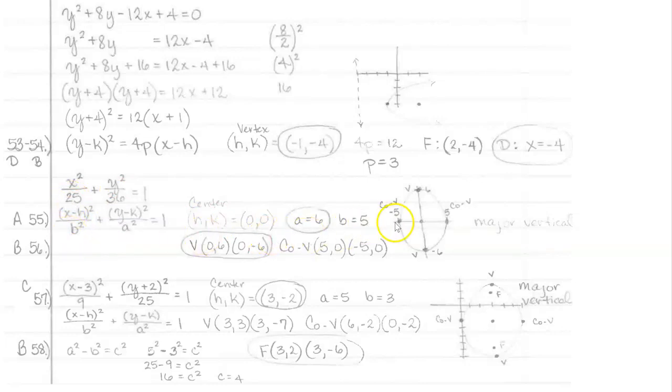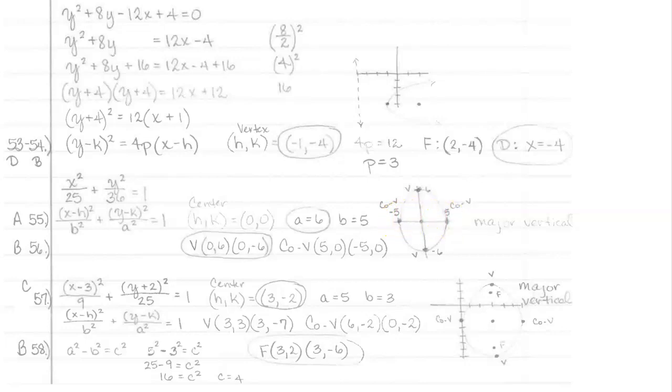So we can come over here and say if we started our center at 0, 0, and our major axis is vertical, we're going to go up 6 and we're going to go down 6 to get to the endpoints of our major axis, and those endpoints are my vertices. So I would have a vertex at 0, 6 and at 0, negative 6. If they had asked me for the co-vertices, those are the endpoints of the minor axis, so that would have been negative 5 and positive 5.